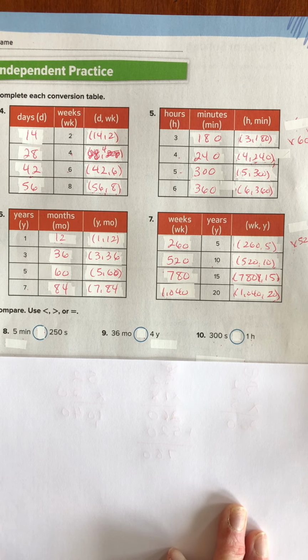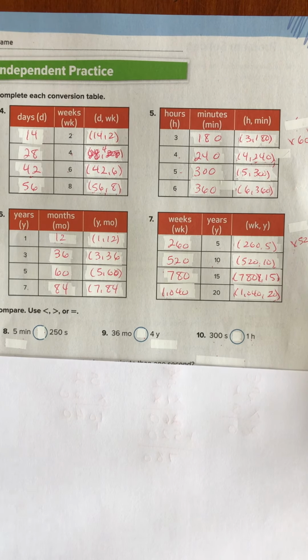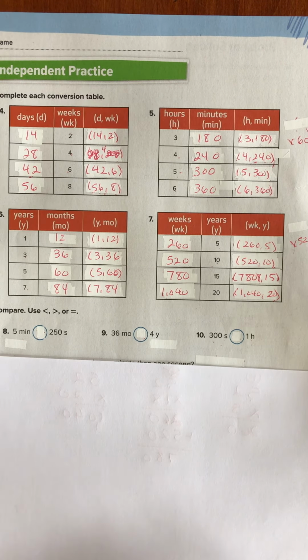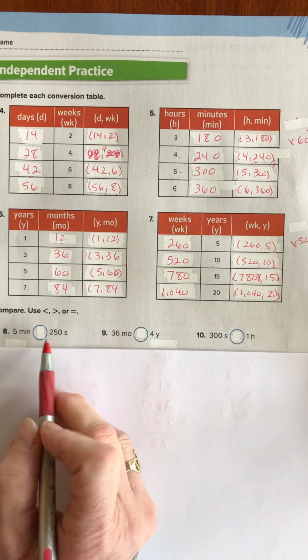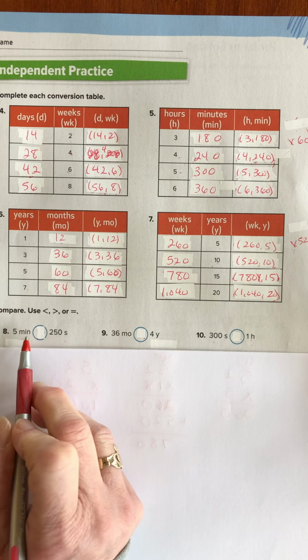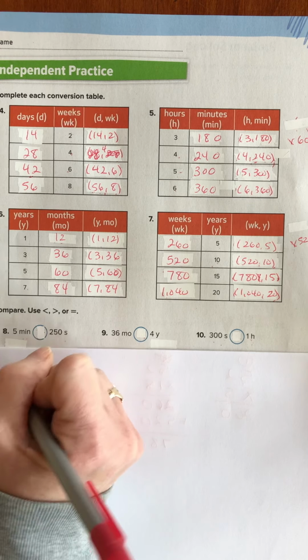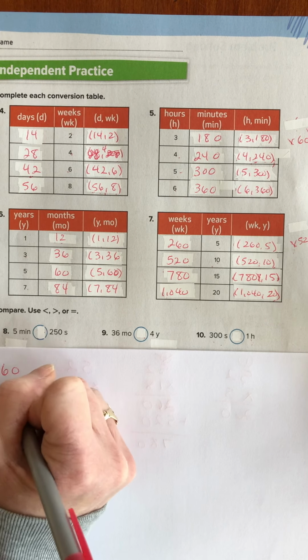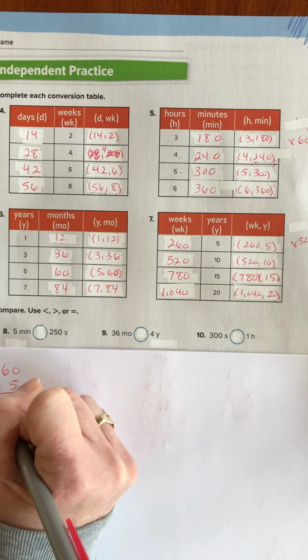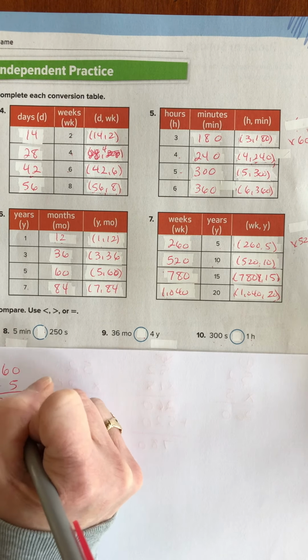So we have to be able to compare apples to apples. So they have to be the same units in order to compare them, okay? There are 60 seconds in a minute, right? So I need to change this to seconds. So 60 times 5, 300 seconds. Which is bigger, 300 seconds or 250 seconds? That would be the 300.